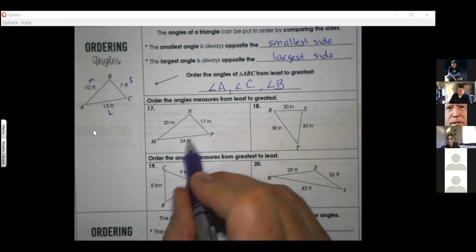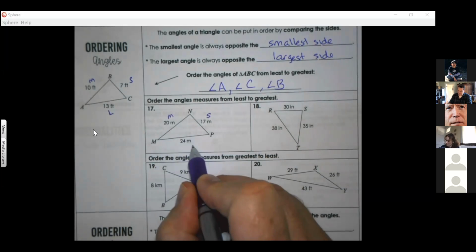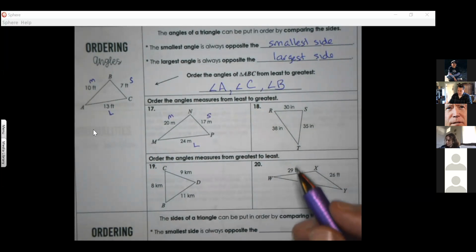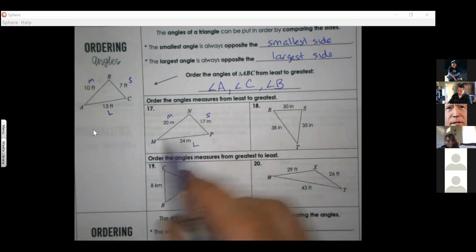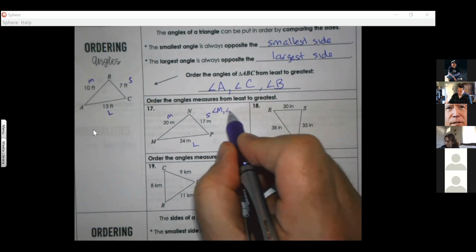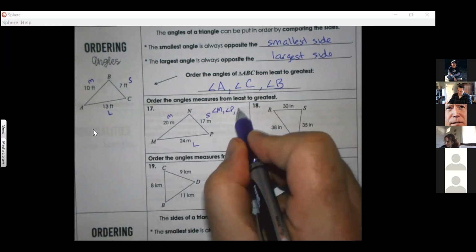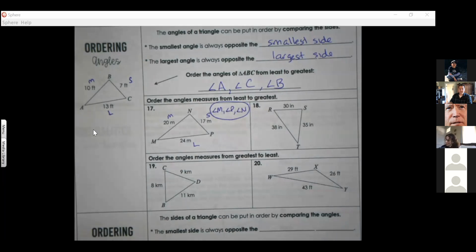I think they're helpful. So here's my smallest side. Here's my mediumest side. Here's my largest side, which means when I list the angles from least to greatest, I would go angle M first, medium, angle P, and angle N. And that would be ordered from least to greatest.